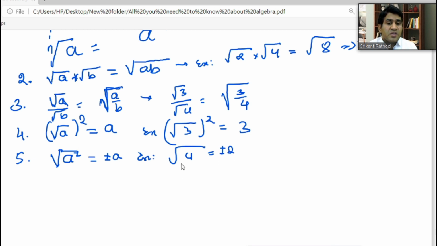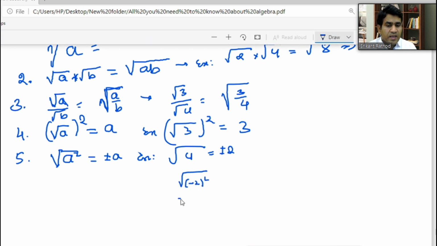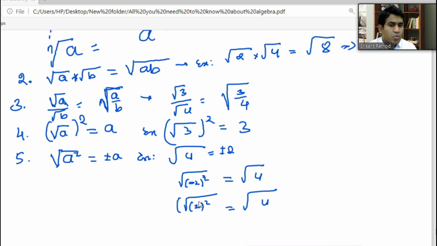Why? Because 4 can be written as square root of minus 2 square, or I can also write square root of 2 square itself. In both cases, that gives me the result as square root of 4. But I don't know whether my number here is getting the negative 2 square or positive 2 square. That's why whenever you get rid of a square root, you have to write plus or minus of that number if the number is in this way.